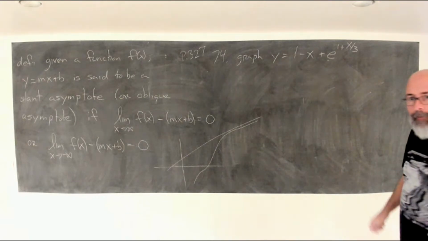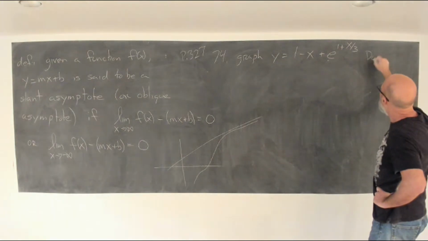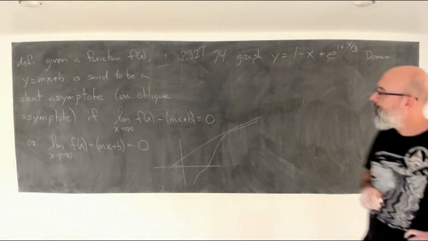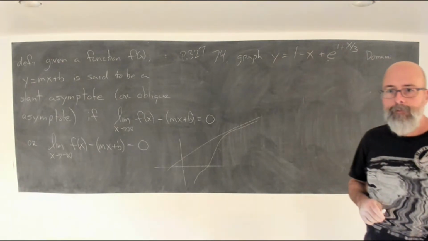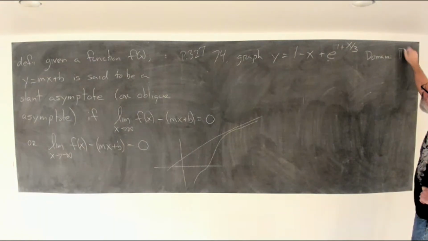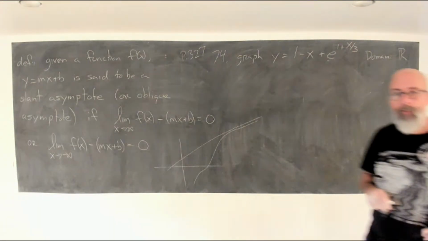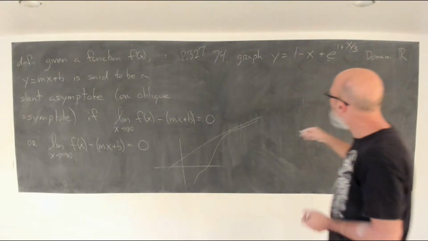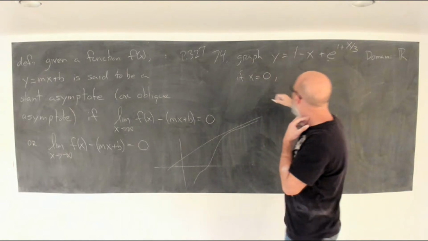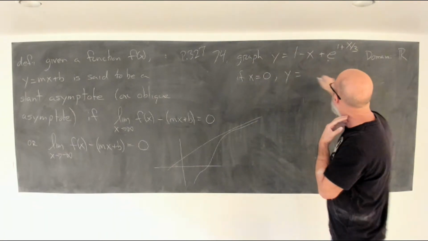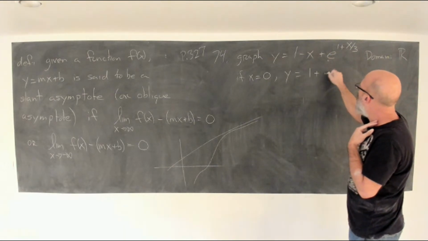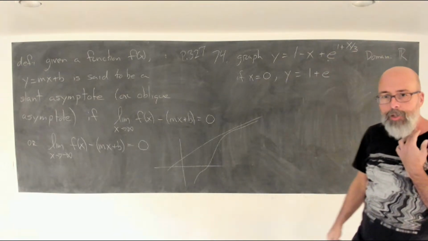Let's start with the domain. What is the domain? Domain is easily seen to be all real numbers. Thank you. What about X and Y intercepts? If X is 0, Y is easily seen to be 1 plus e.